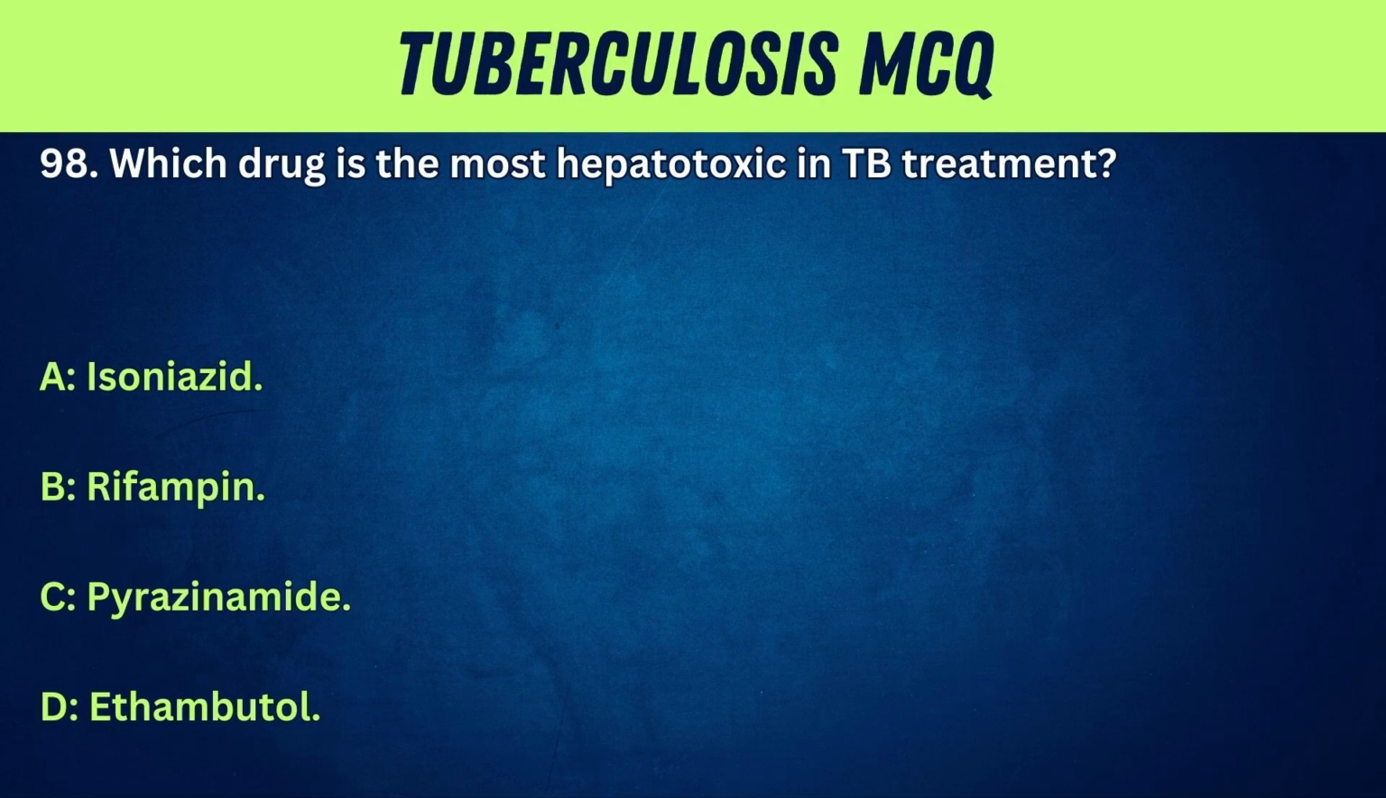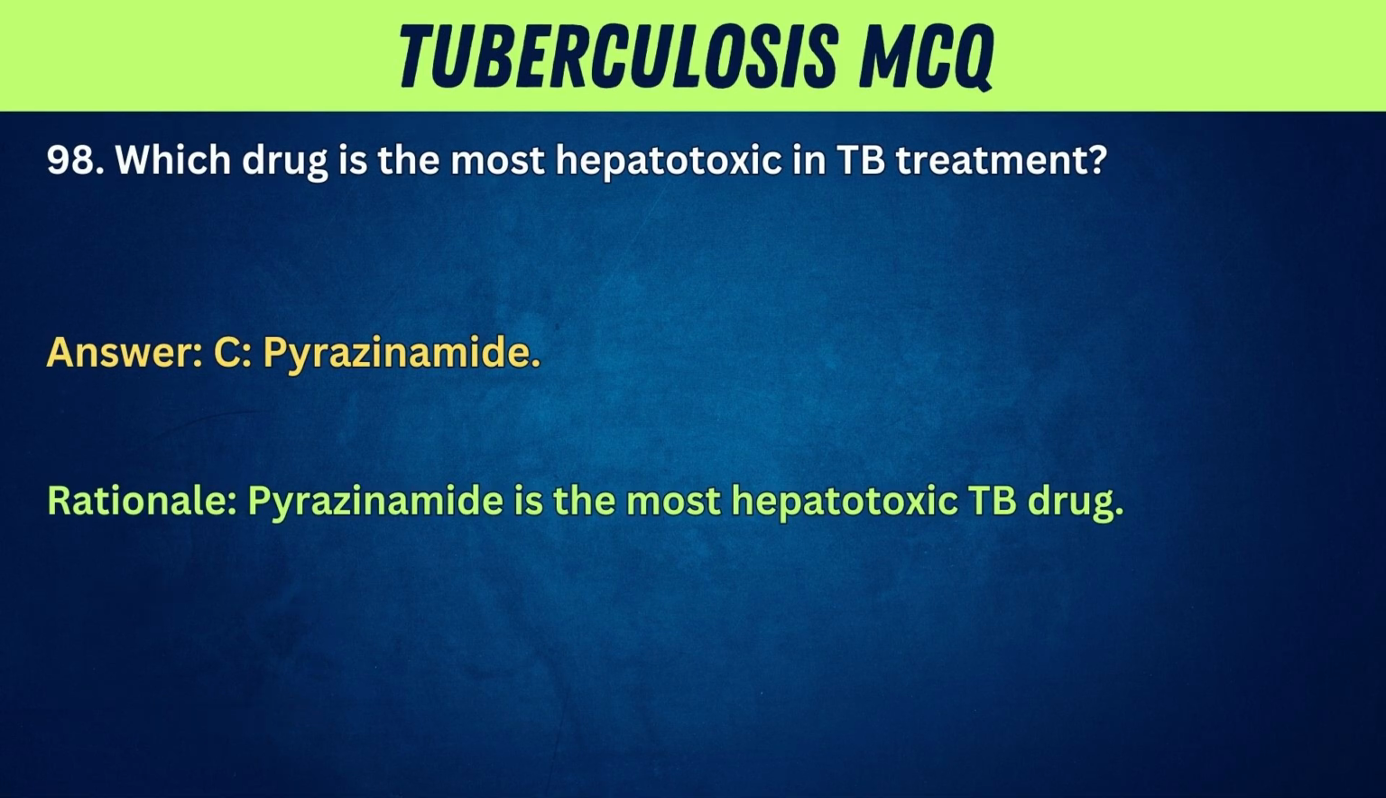98. Which drug is the most hepatotoxic in TB treatment? A. Isoniazid, B. Rifampin, C. Pyrazinamide, D. Ethambutol. Answer: C. Pyrazinamide. Rationale: pyrazinamide is the most hepatotoxic TB drug.